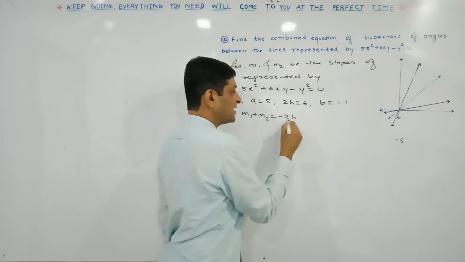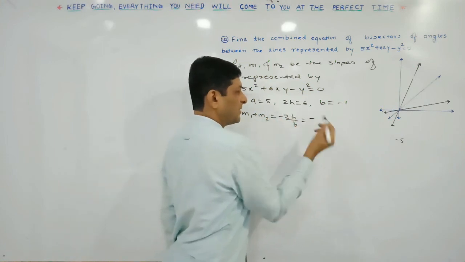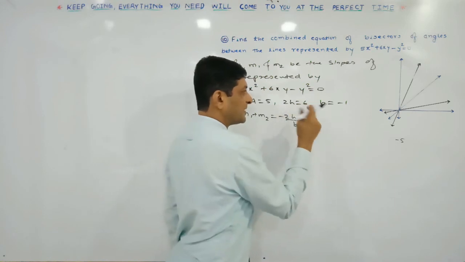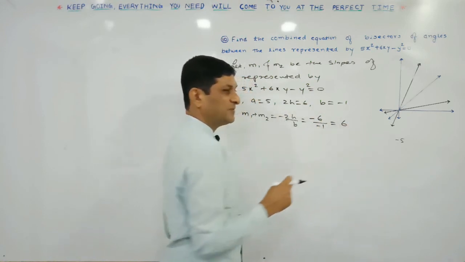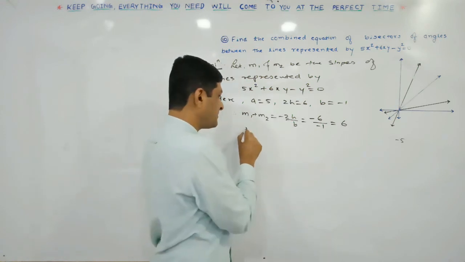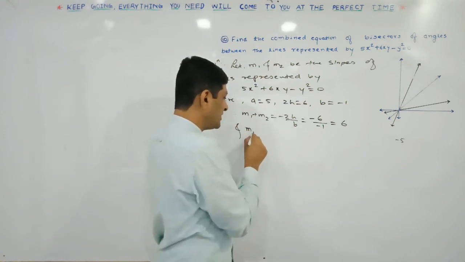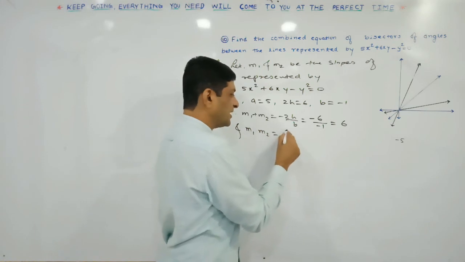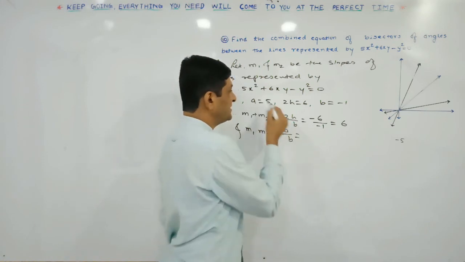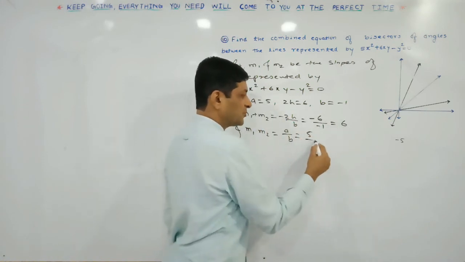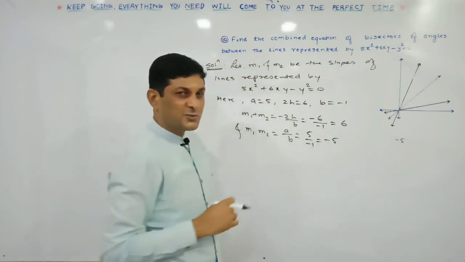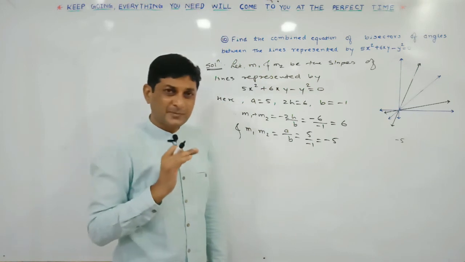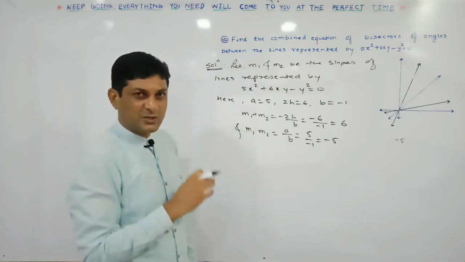Once these values are known to us, find the sum of slopes, that is m1 plus m2 is equal to minus 2h upon b, which is equal to minus, keeping it as it is, 2h replaced by 6 and b replaced by minus 1, so the division will be equal to plus 6. And the product of slopes, m1 into m2, is equal to a by b. A is here 5 and b is equal to minus 1, so the division will be equal to minus 5. Once these two values are known to us, now we are finding the equation of the lines.